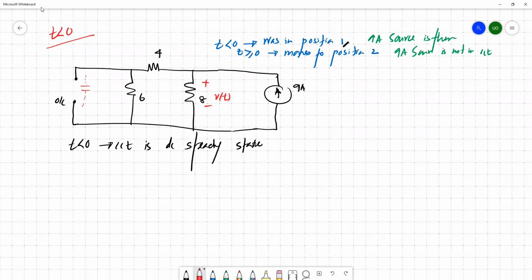So this is the circuit when t less than 0. Then how do you find the actual voltage across the capacitor? If you find the voltage across the 6 ohm, it's exactly equal to the voltage across this capacitor, or the voltage across this open circuit terminal. To evaluate the voltage across 6 ohm, we need to find the current flowing through this branch.